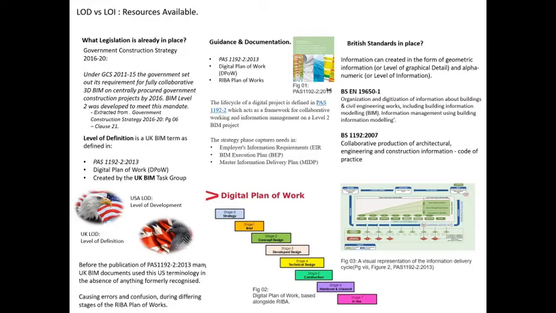So first and foremost, legislation. The UK government created a document called the Government Construction Strategy 2016, which was to set up a mandate to ensure all architectural, engineering and construction companies are to produce drawings at a minimum of BIM Level 2 by 2016, with further implementation as the years progressed.